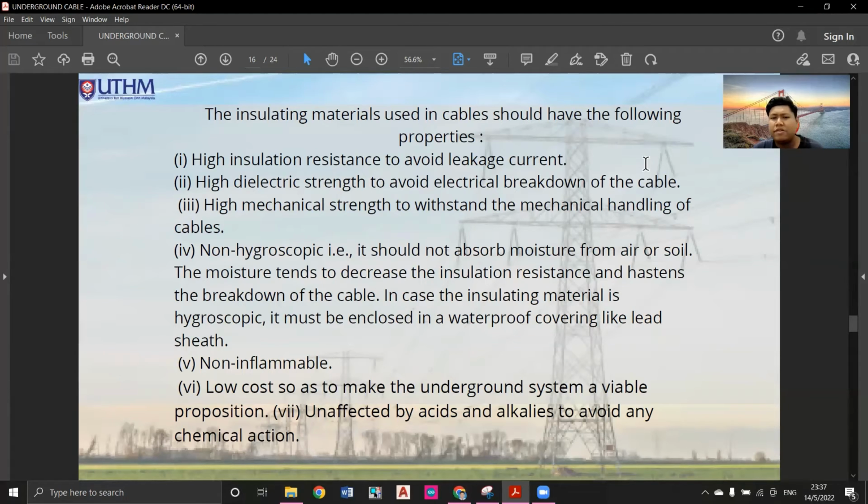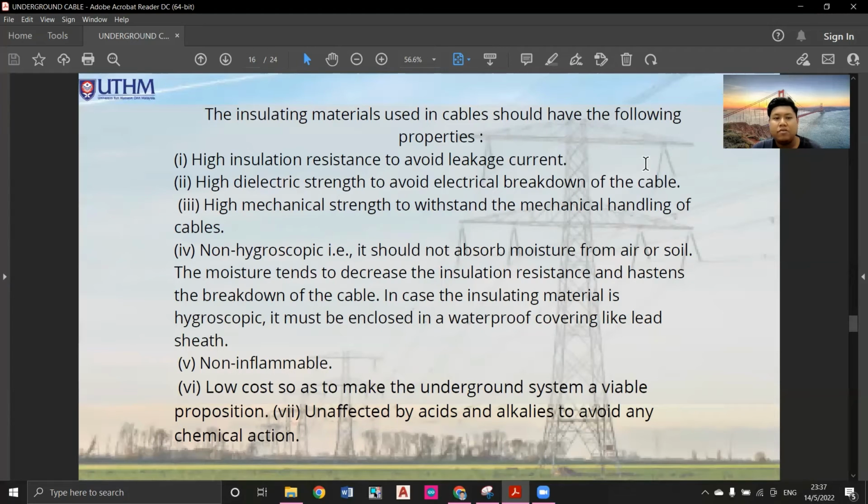Non-hygroscopic, for example, does not absorb moisture from air or soil. Because if the cable is exposed to water or soil, it decreases the insulation resistance and hence causes breakdown of the cable. In case the insulator is hygroscopic, it must be enclosed in a waterproof covering to make sure the cable is safe. The next is non-inflammable, which is very important. And second last is low cost to make the underground system viable.